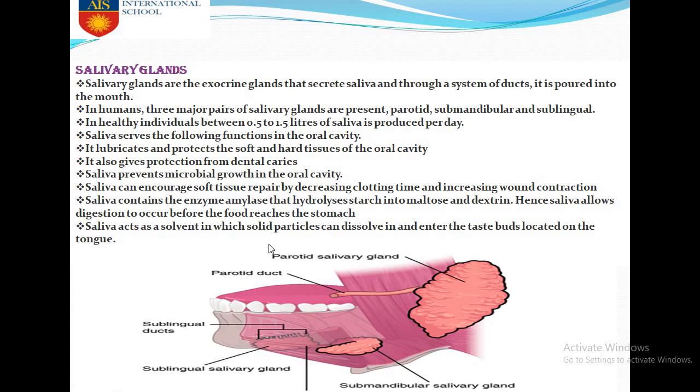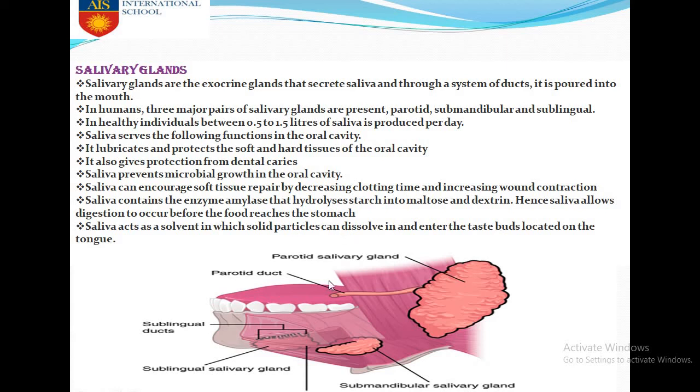Now, salivary glands. Salivary glands are exocrine glands. They secrete saliva. What is the function of saliva? Saliva lubricates and protects the soft and hard tissues of the oral cavity. It also gives protection from dental caries. It prevents microbial growth in the oral cavity. It encourages soft tissue repair, decreases clotting time, and helps in digestion of starch, converting it into maltose, glucose and dextrin. It also acts as a solvent in which solid particles can dissolve and enter the taste buds.